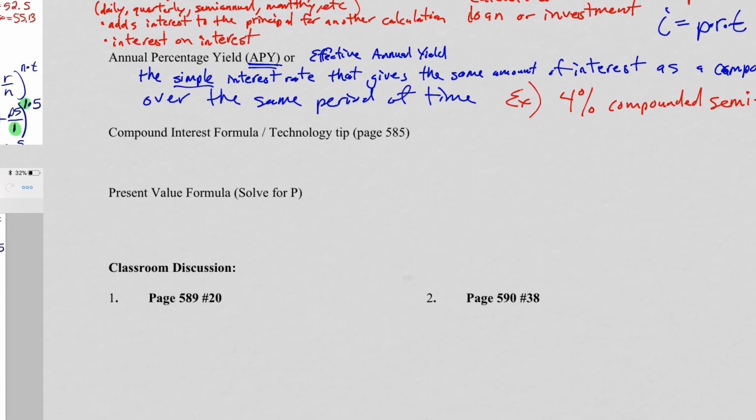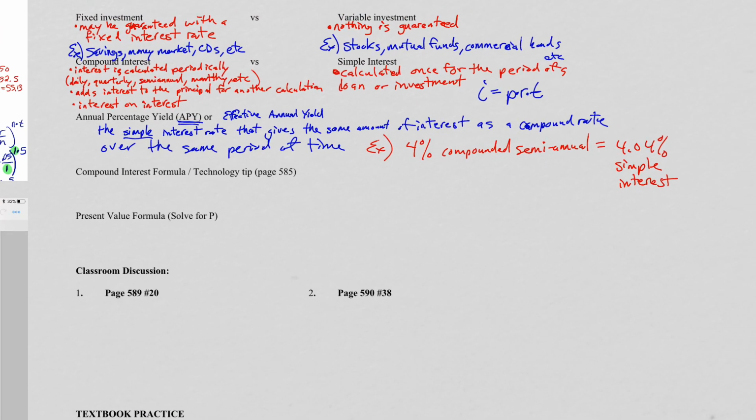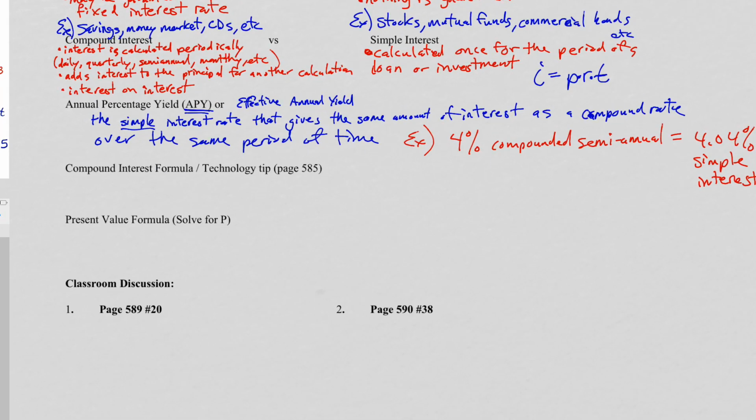Now, what is the formula for compound interest? Well, it looks something like this.